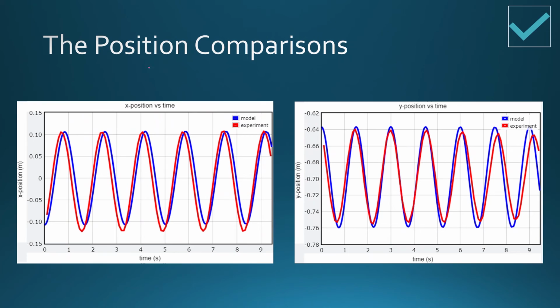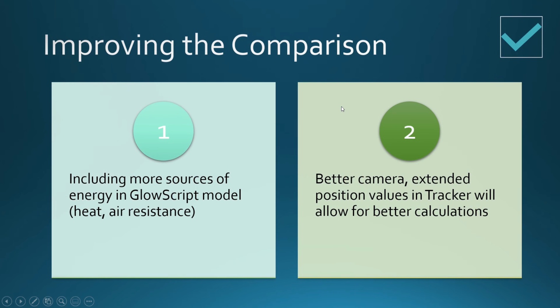Here's a closer look at the position over time graphs for the model and the experiment. You can see that they are very close together for both axes, which is a result of the period being the average between the two. If I was to improve the comparison, I would include more sources of energy in GlowScript using heat and air resistance. I would also have a better camera, extended positional values, and Tracker to allow for better calculations, as the video was occasionally blurry and the center of mass could be misplaced.